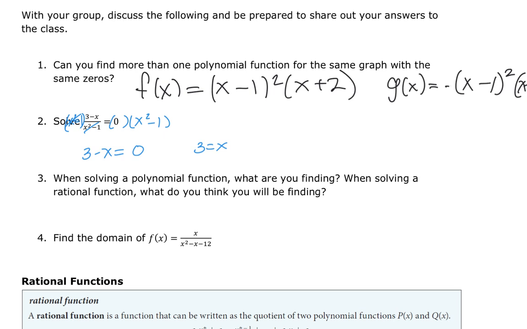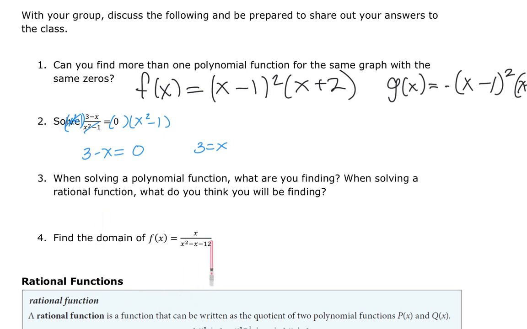Well, when we're solving a polynomial function, say I set this thing equal to 0 and solve, I'm finding the zeros of the polynomial function. And if those zeros are real numbers, then I am finding the x-intercepts. If they're not real numbers, then I'm just finding the zeros, but I'm not actually finding the intercepts. The same thing applies when we're solving a rational function. Within a rational function, what we are solving for is the zeros of the rational function, and if they're real numbers, then those real numbers are the x-intercepts.